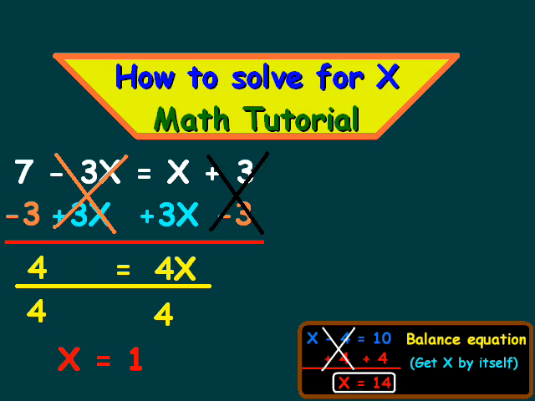The other way, we can just simplify it in our head. Any number divided by itself is equal to 1, so you could have 4x divided by 4. That's x is going to equal 1 in that situation as well. And that essentially wraps up our tutorial on how to solve for x. Thank you for watching.